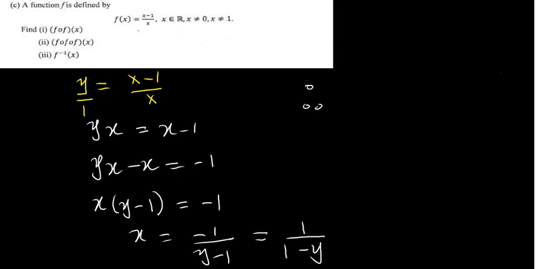Therefore, we can now write the inverse. F inverse of x is going to be 1 divided by 1 minus, where there is y here, I'm going to put x. So that's the inverse then. We have another one here.